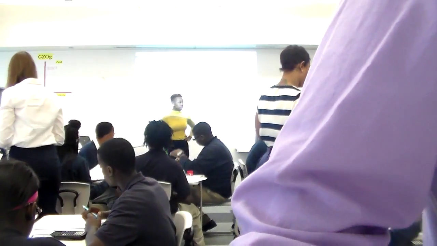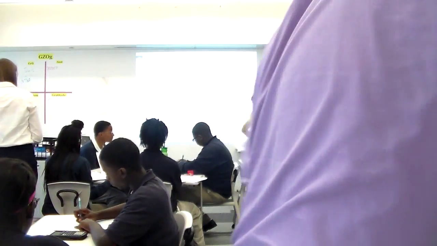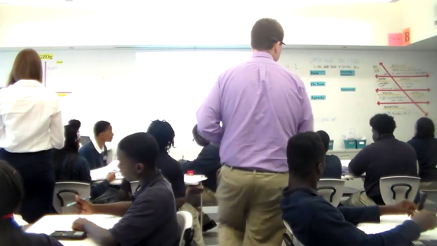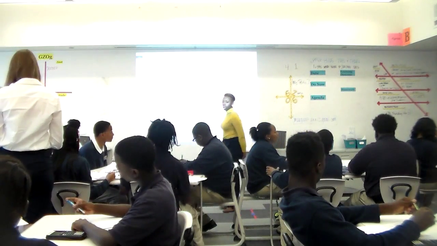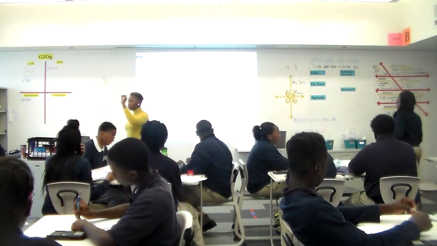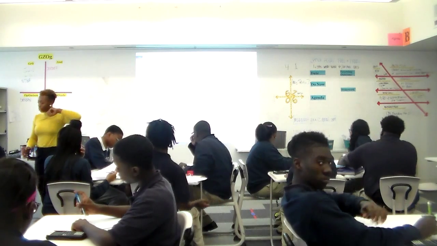Draw a rectangle. Octavia, if you want to switch seats so you can see it, you can. So the first thing I should see on your paper for number 2 is a rectangle.